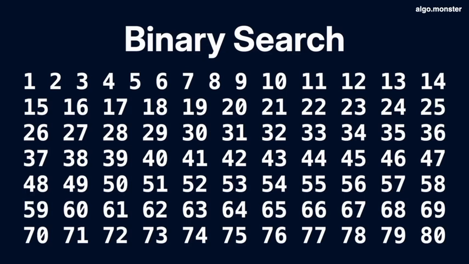Imagine you're playing a number guessing game. I pick a number between 1 and 80, and you have to guess it in the least amount of moves. Each time you guess, I tell you if it's too high or too low. What should your first guess be? Well, you would probably guess 40 because it's right in the middle and you can automatically eliminate half the answers.